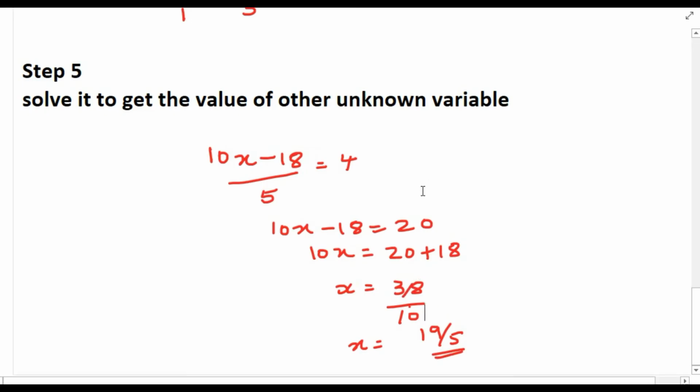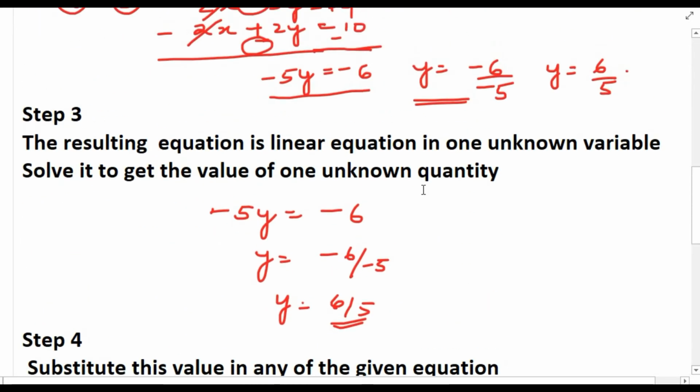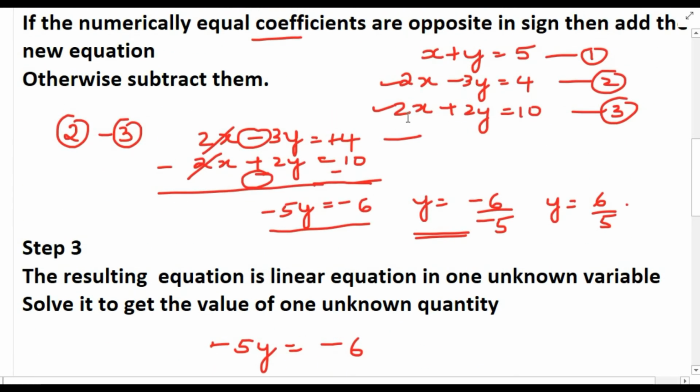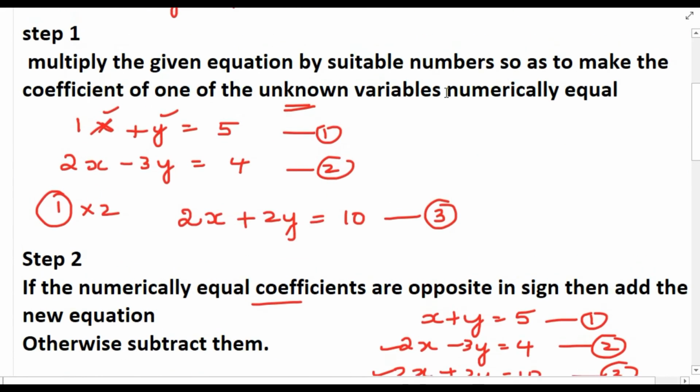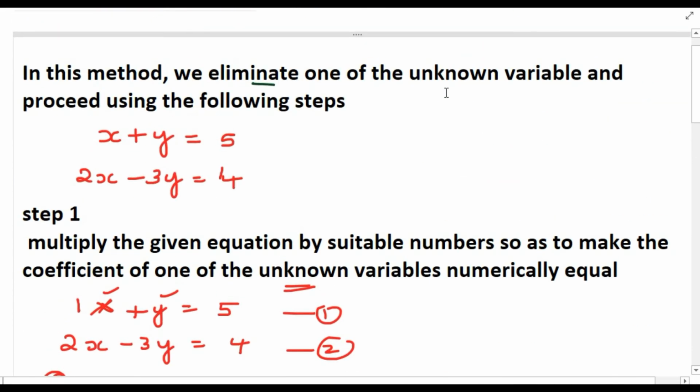So this is called the elimination method. We are eliminating one variable. Here we have eliminated x. We have found the value of y. Then we have substituted in any of these equations to get the value of x. Actually, the elimination method is easier than the substitution method.